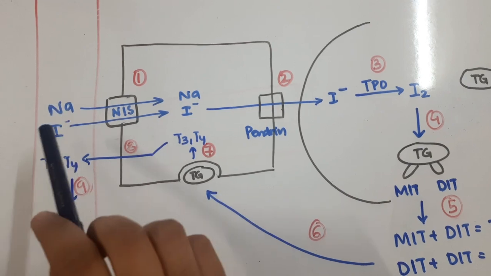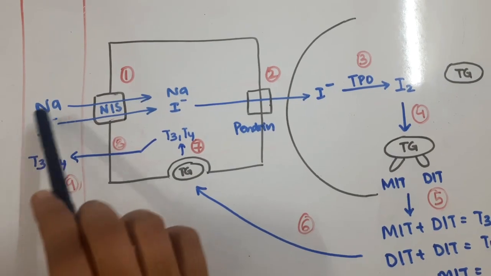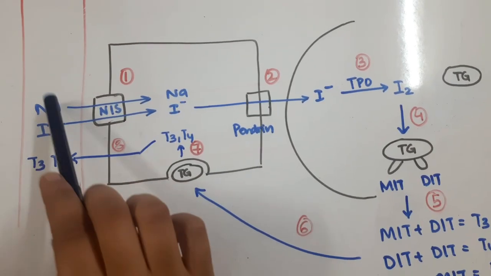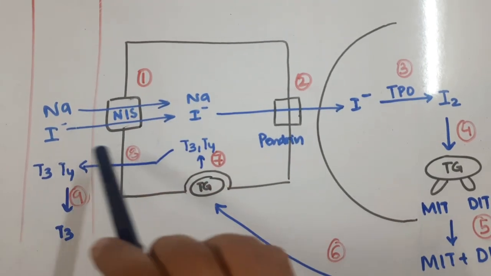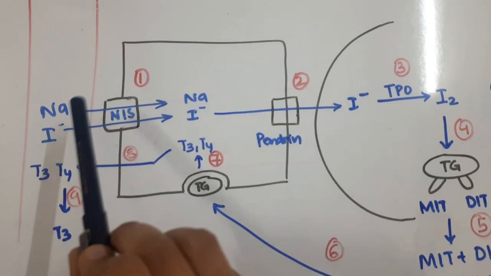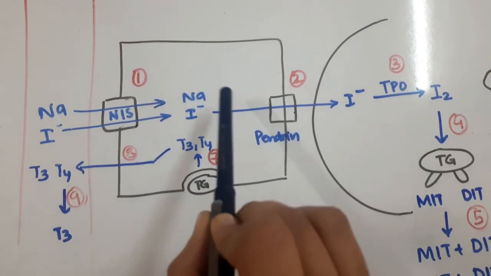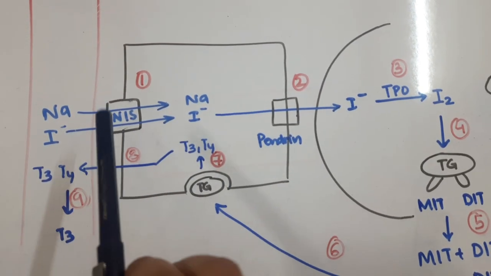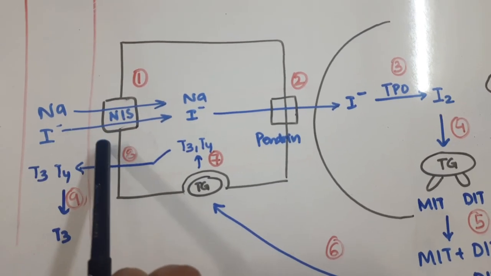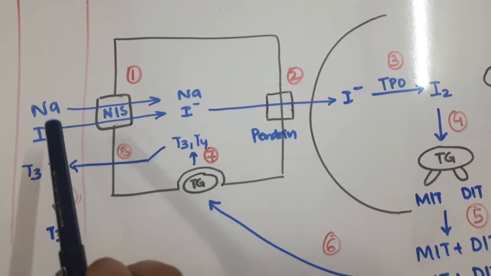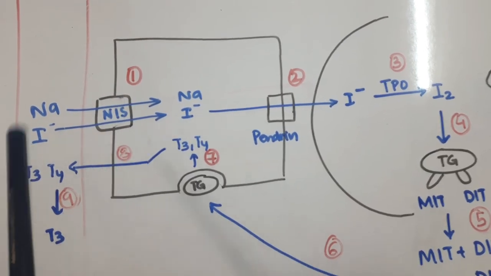Now, the first step will be sodium and iodide, not iodine yet, iodide from the blood will be transported inside the thyroid follicular cell by this sodium iodide symporter. Okay, first step is transport of sodium and iodide inside the thyroid follicular cell by sodium iodide symporter. Both of them go in the same direction, hence symporter. Symporter means same direction. Both molecules are transported in the same direction. That is why sodium iodide symporter.